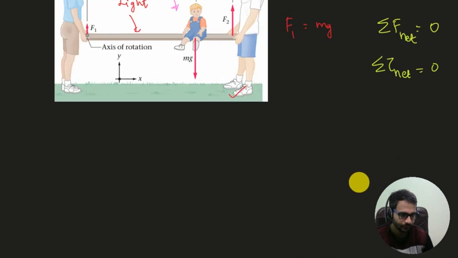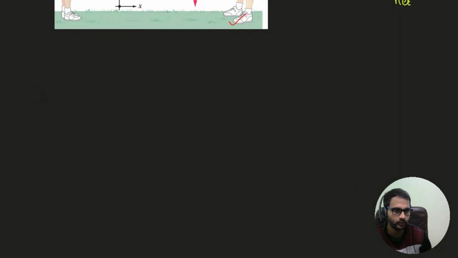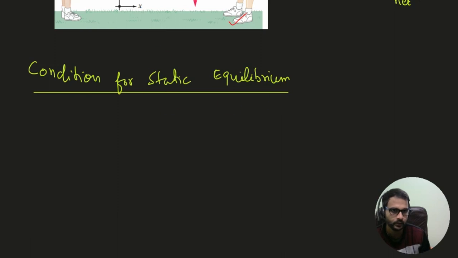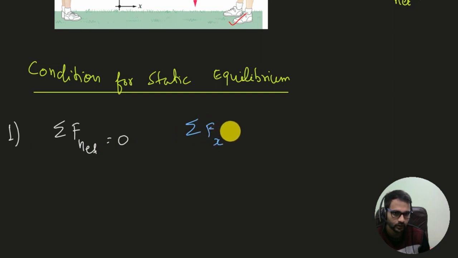So if I conclude here the conditions of static equilibrium, this is very important, and we will be using this throughout this chapter. Condition for static equilibrium. First condition, the net force on the system should be equal to zero. And if there are forces in the x and in the y direction, this can also be written as the net force in the x direction should be equal to zero, and the net force in the y direction should also be equal to zero. So this is one and the same thing.